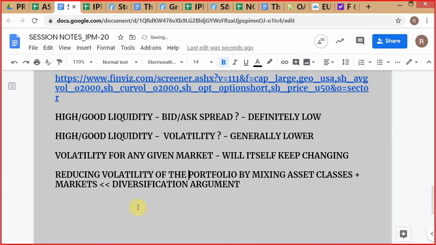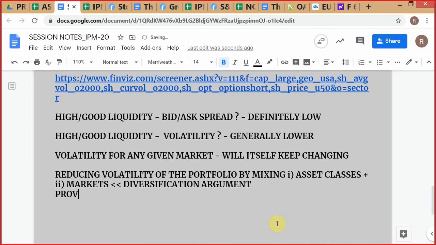By mixing asset classes and mixing markets. But what is the proviso here? Please understand. What is the assumption here?